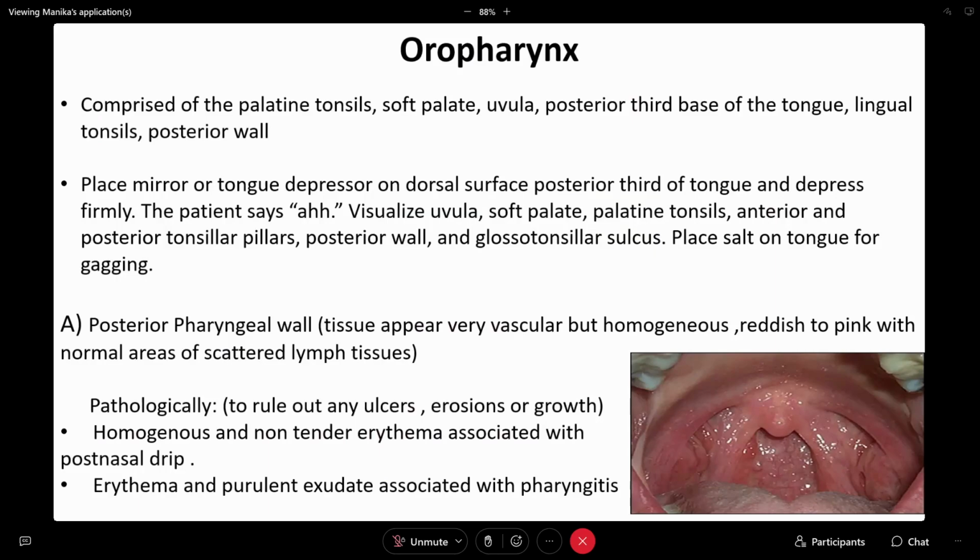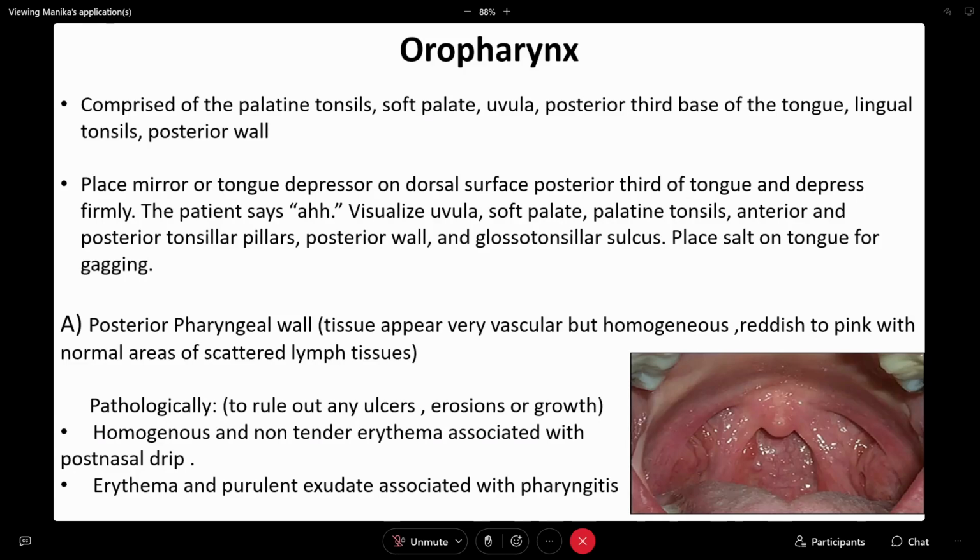It comprises the palatine tonsil, soft palate, posterior third base of tongue, lingual tonsil, and posterior pharyngeal wall, as I already discussed. We have to place the mirror or tongue depressor on the dorsal surface of the posterior third of the tongue and depress firmly. And the patient says "ah", which usually coordinates the soft palate and the uvula together so that we can visualize these structures well. And just to prevent gagging, we can place salt on the tongue for better visualization of the structures.